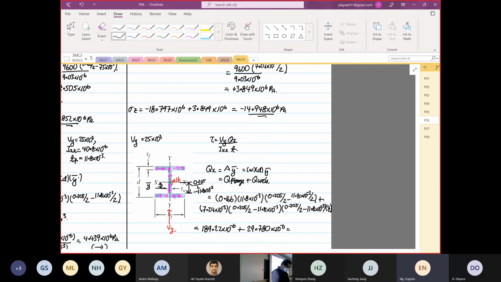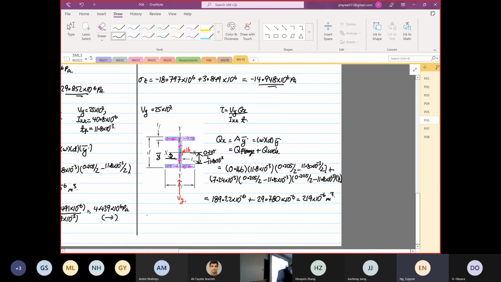So 189.22 times 10 to the power minus 6 plus 29.78 times 10 to the power minus 6 is equal to 219 times 10 to the power minus 6 meter cube. I do it again: 189.22 plus 29.78 is 219. So from here, the shear is equal to 25 times 10 to the power 3, times 219 times 10 to the power minus 6, divided by Ix, which is equal to 40.8.